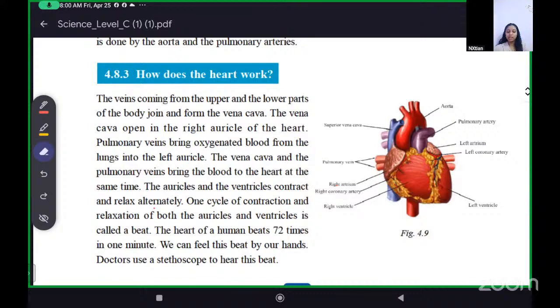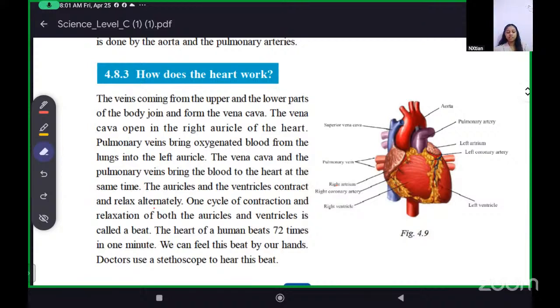Working of the heart. Now we saw the structure, made up of four chambers. When the heart beats, due to contraction and relaxation, the blood flows from one chamber to another. First the deoxygenated blood comes to the heart, flows to the lungs, comes back to the heart, and then the heart pumps it to the rest of the body. That is the work performed by the four chambers of the heart.